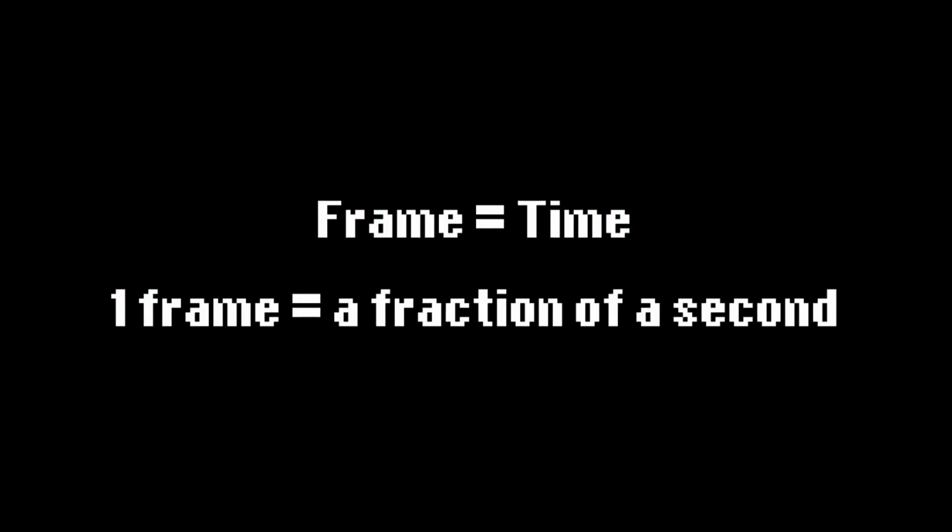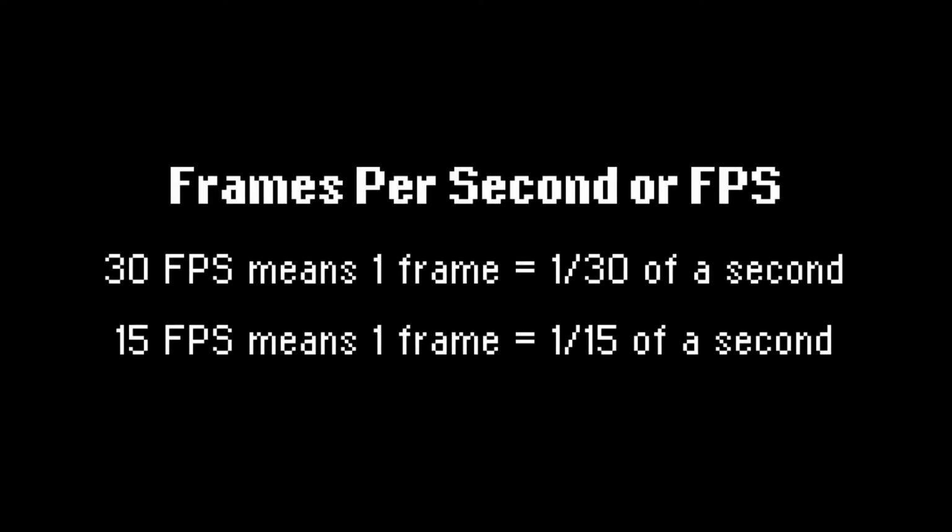A frame is actually a measurement of time. It's how long you hold an individual cell for. Frames are basically fractions of a second. So your frame rate, which you may have heard of before, 24 frames per second, 30 frames per second, 60 frames per second, basically means how many individual frames you are going to show in 1 second's worth of time.